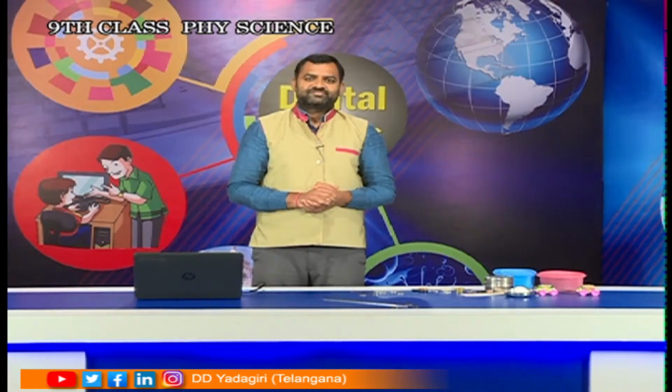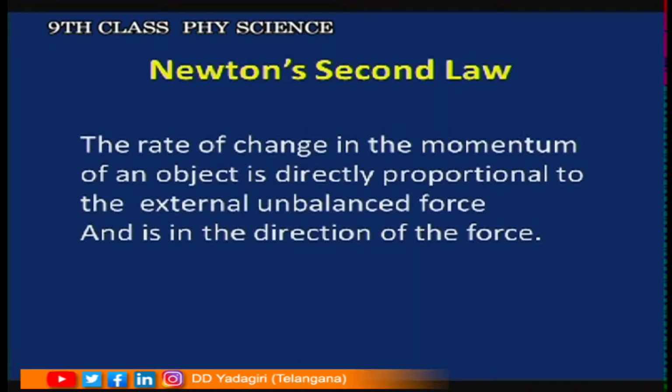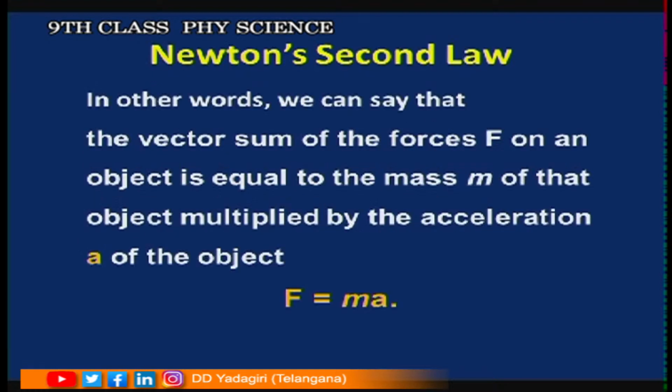Newton's second law. The rate of change in momentum of an object is directly proportional to the external unbalanced force and is in the direction of the force. The same law can also be stated as the vector sum of forces F on an object is equal to the mass m of that object multiplied by the acceleration a of the object. Thereby, we get F is equal to mass into acceleration.